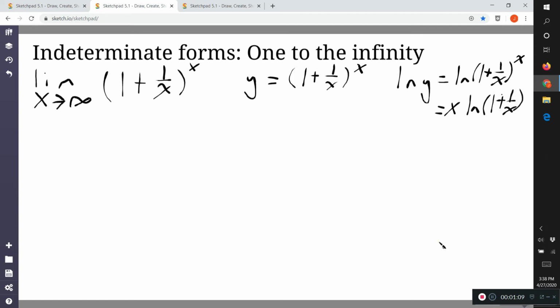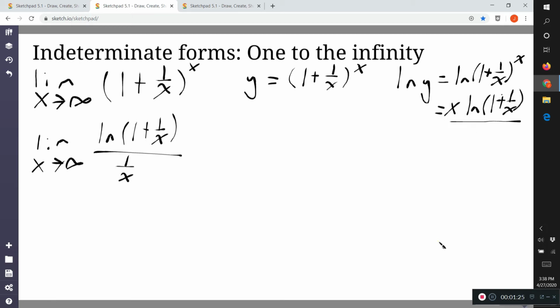And we're going to use the same strategy as before. We're going to do the limit as x goes to infinity of the natural log of 1 plus 1 over x, over 1 over x. So let's talk about how I got that. In this part right here, I have x multiplied by the natural log. So I simply divided by the reciprocal. I divided by 1 over x. Now, why would I do that? Basically because it's much, much cleaner than dividing by the reciprocal of natural log of 1 plus 1 over x.